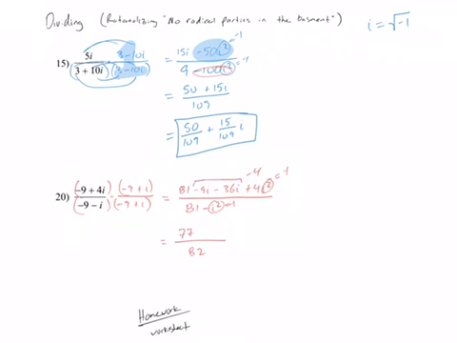Combining these two together, you get minus 55i. Then we just want to write it in that a plus bi form, so I'm going to say 77 over 82 minus 55 over 82i.